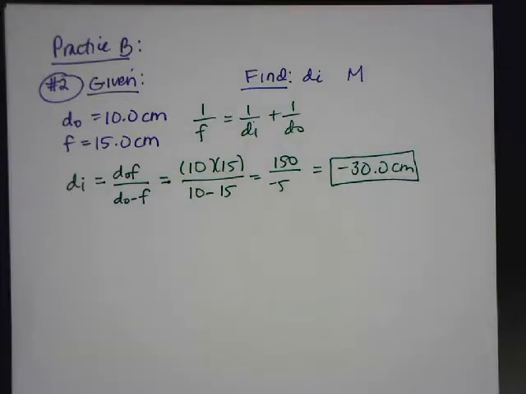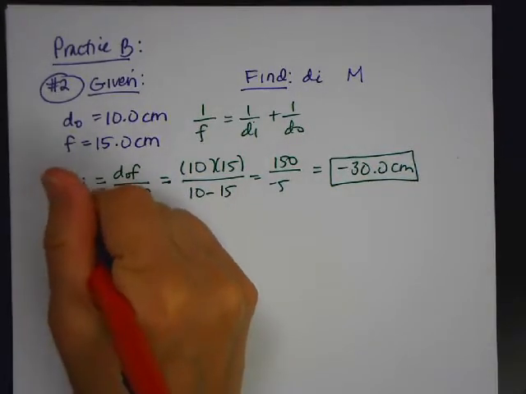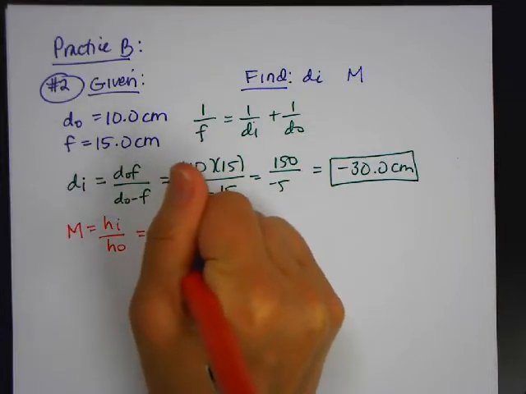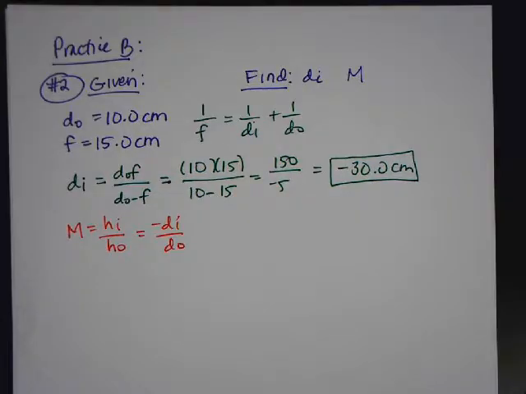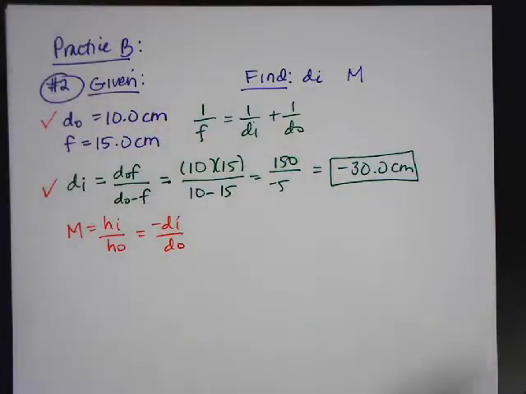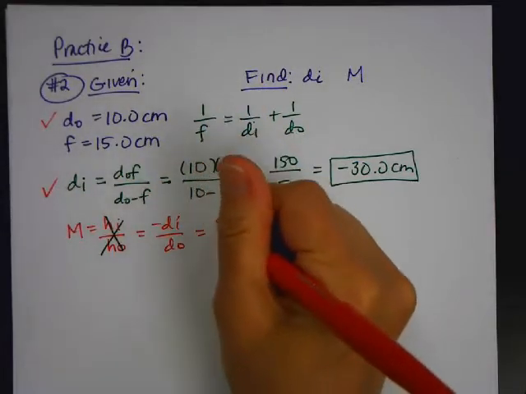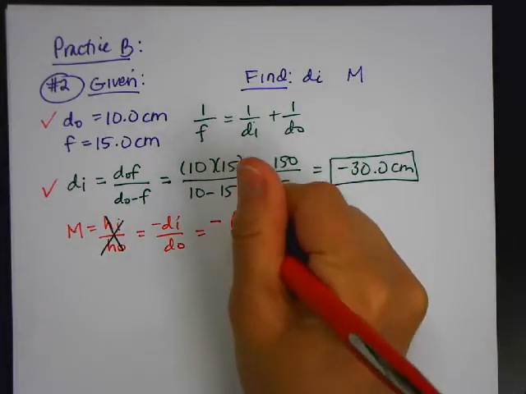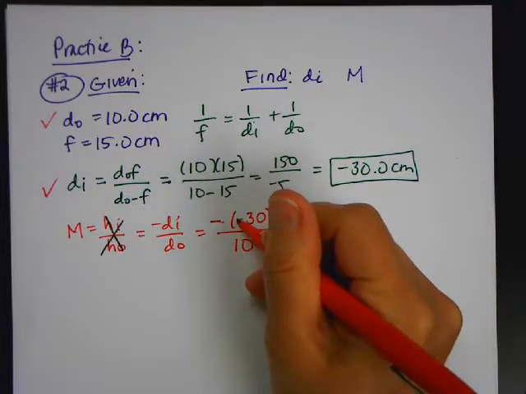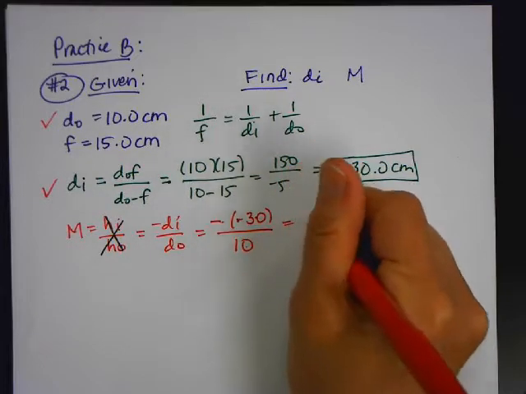All right. Part B says find the magnification. So first I'm going to write the equation. Magnification has two parts: it's hi over ho, but it's also negative di over do. Which part should I use? Well, I should use the part for what I have. I have do, and I just found di. So I'm using this part. So di, it's equal to negative 30 divided by 10. A negative and a negative is a positive, and 30 divided by 10 is equal to 3.